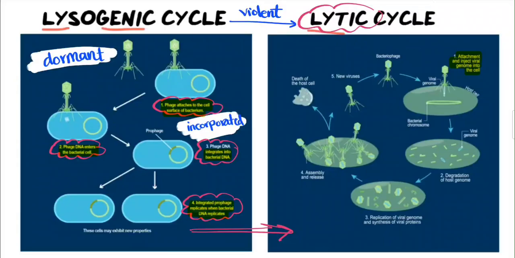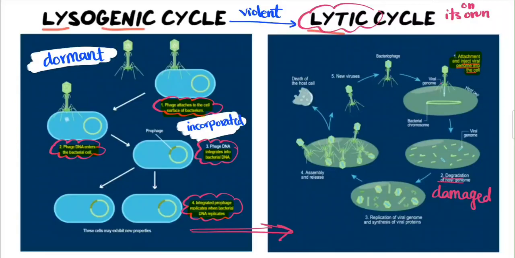And the lytic cycle can occur on its own, not followed by, or not the precursor of, the lysogenic cycle. Here, in step number 1, there is attachment and injection of the viral genome into the cell. It attaches, then there is degradation of the host genome. The host genome is going to be damaged. You see how bad this lytic cycle is to a certain bacteria?